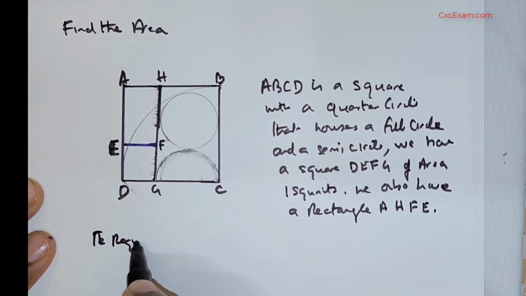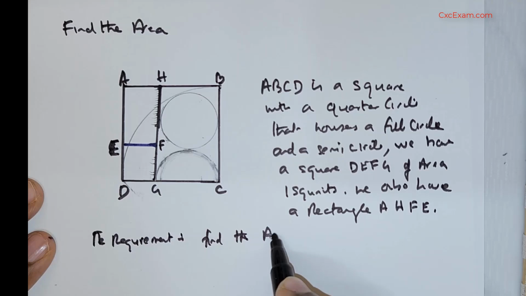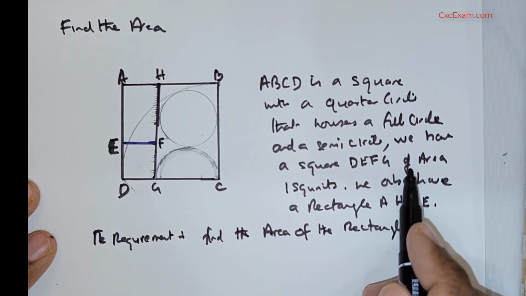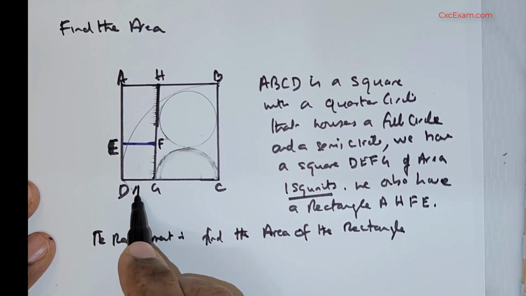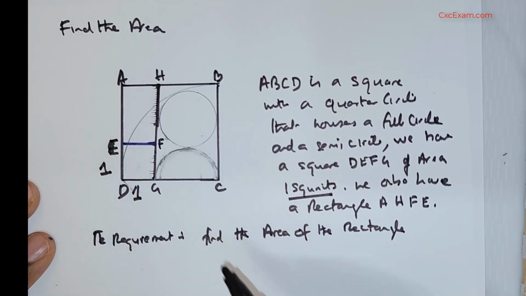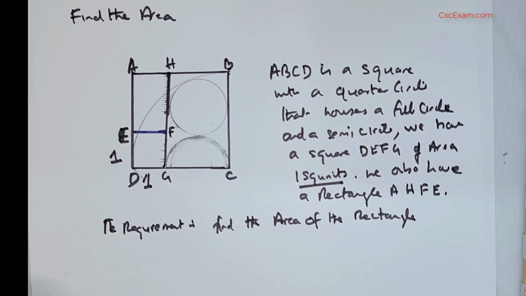The requirement is to find the area of the rectangle, right? So this is what is required. Now the area of the square is 1 square units. That means this side is going to be 1 and this side is going to be 1. Side into side is the area of the square. So 1 squared is nothing but 1 into 1. Okay, fair enough. Now there are a few things we will have to start off with.